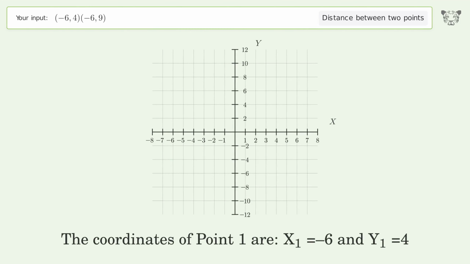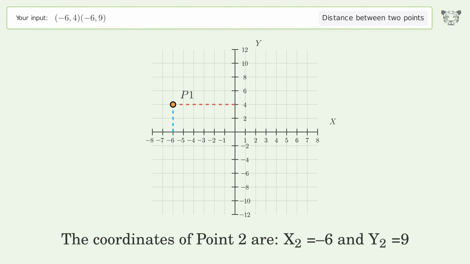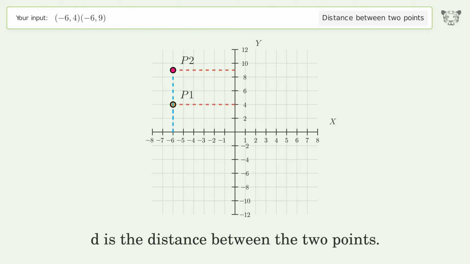The coordinates of point 1 are x1 equals -6 and y1 equals 4. The coordinates of point 2 are x2 equals -6 and y2 equals 9. D is the distance between the 2 points.